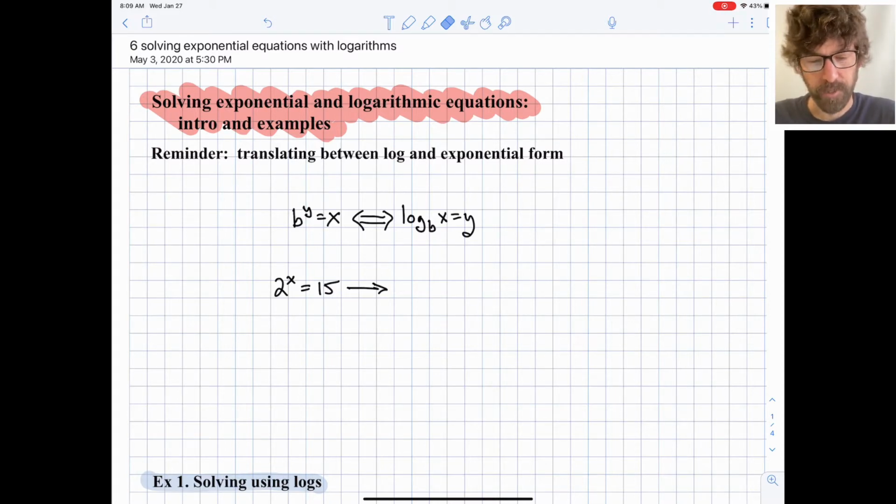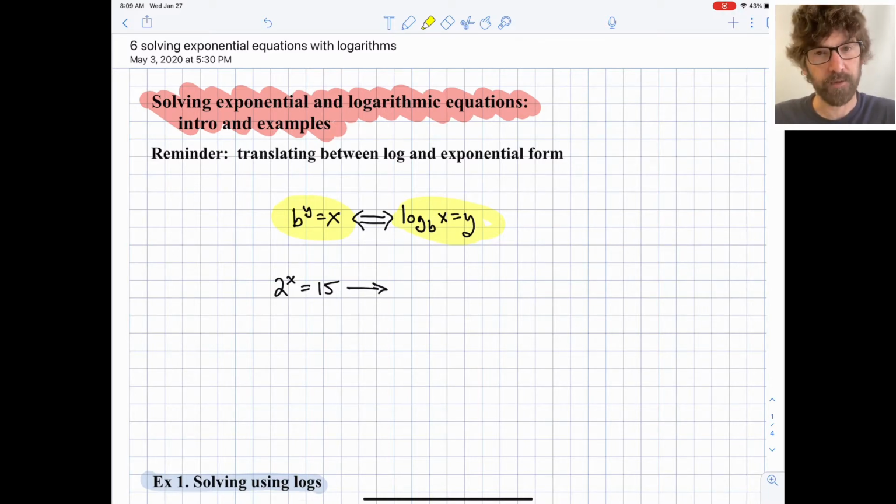That's our main goal. As a quick reminder, I just want to remind you about translating between logarithm and exponential form. So if we have an exponential expression such as b to the y is equal to x, that's equivalent to this logarithmic expression, log base b of x is equal to y. Those are equivalent mathematical statements. They just look different, okay? They're just translated into different form, but they mean exactly the same thing.